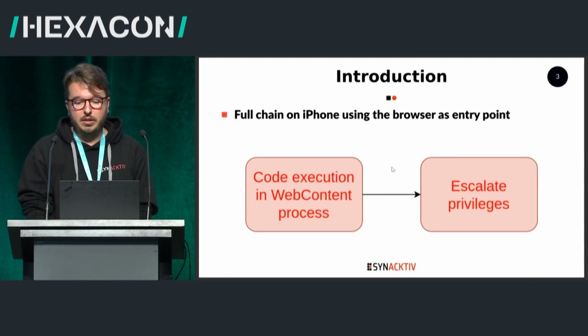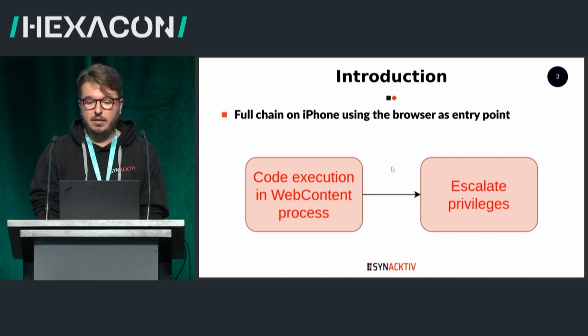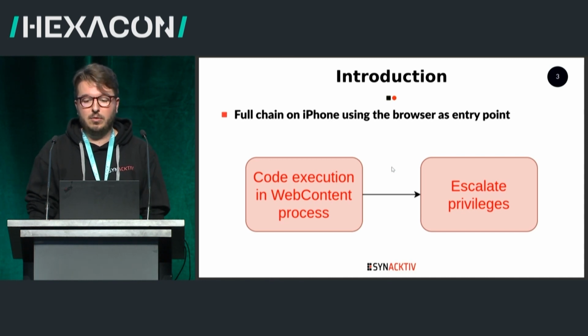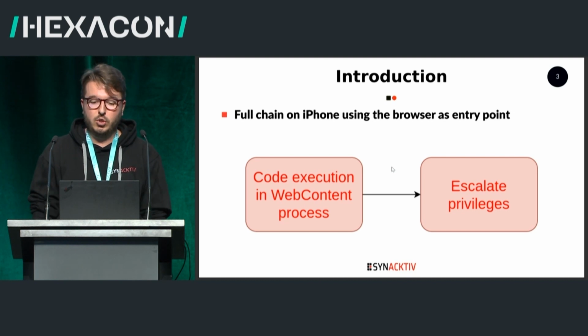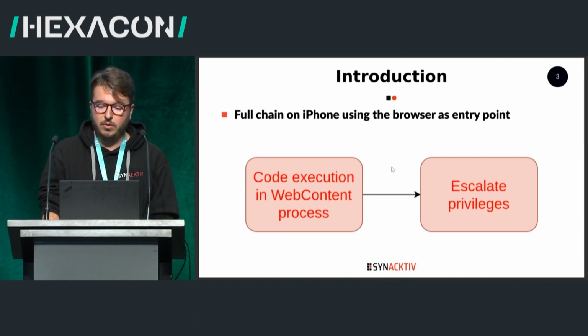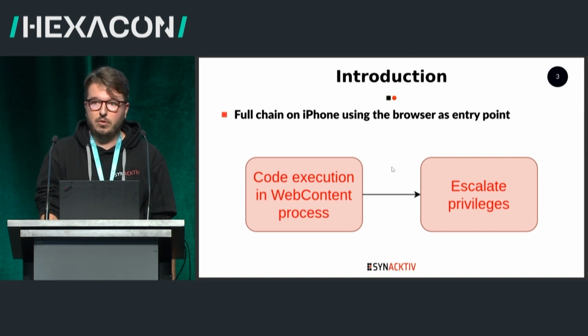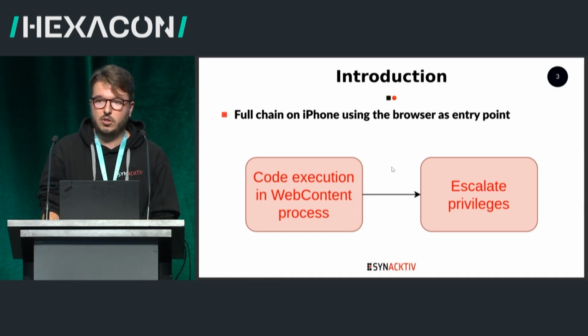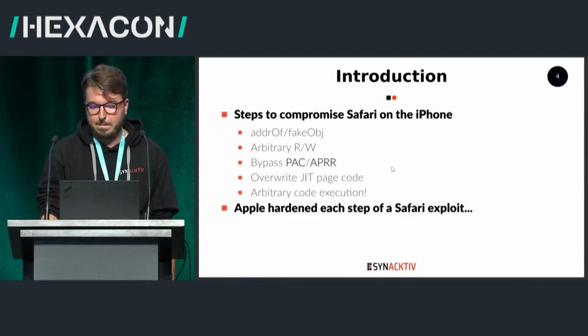Today, building a full chain targeting the iPhone using the browser as an entry point requires at least 2 stages. The first is used to build a code execution primitive in the web content process, and then attackers must find a way to escalate privileges to access sensitive data. This talk is about the first stage, getting code execution in web content.